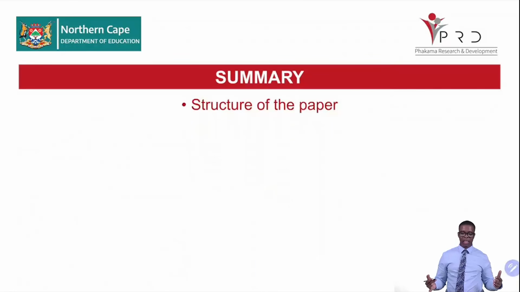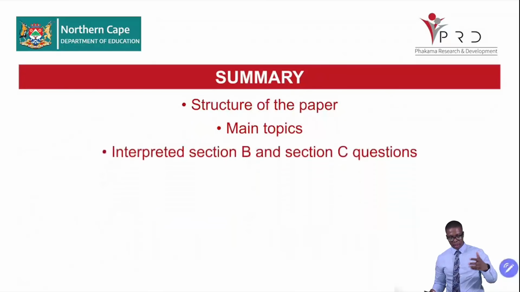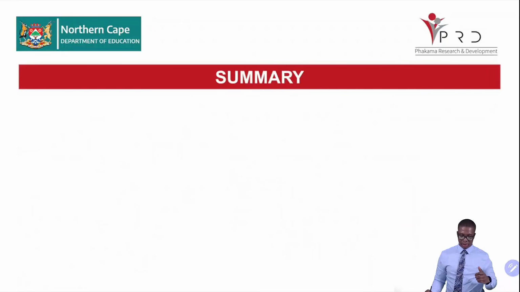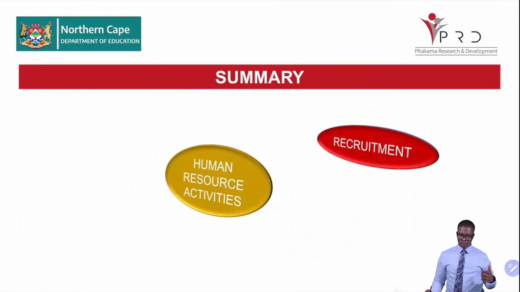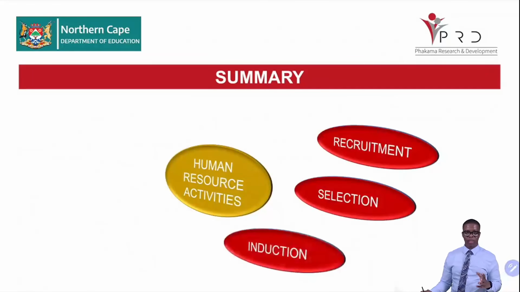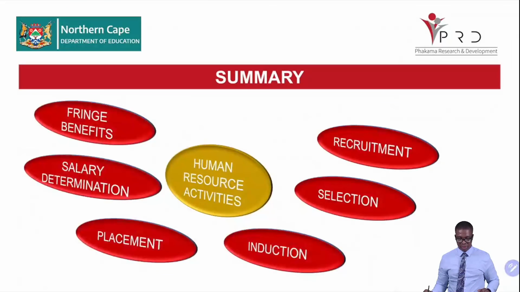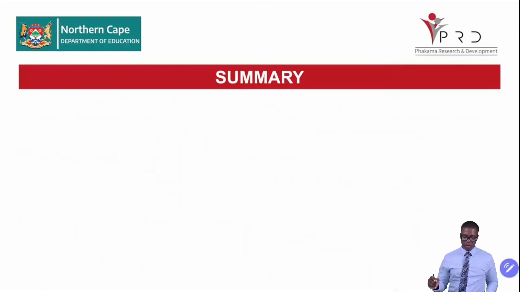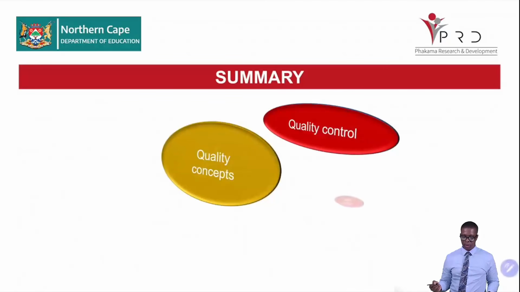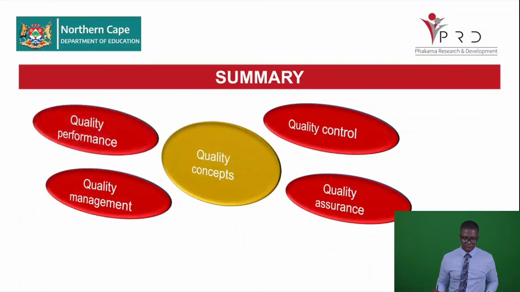Then, with that being said, we have covered what would be necessary for your Paper 1, business operations, the structure of the paper. We looked into main topics, then we looked into interpreting Section B and Section C questions. And with that being said, we looked into the human resource activities: recruitment, selection, and induction, together with placement, salary determination, and fringe benefits, and the legislation. We further looked into what? Quality concepts, quality control and assurance, together with quality management and performance.